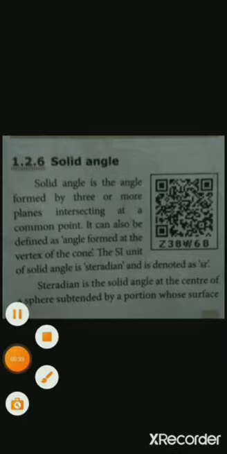Steradian is the solid angle at the center of a sphere subtended by a portion whose surface area is equal to the square of the radius of the sphere. Area of surface 1 meter squared, 1 steradian and radius.